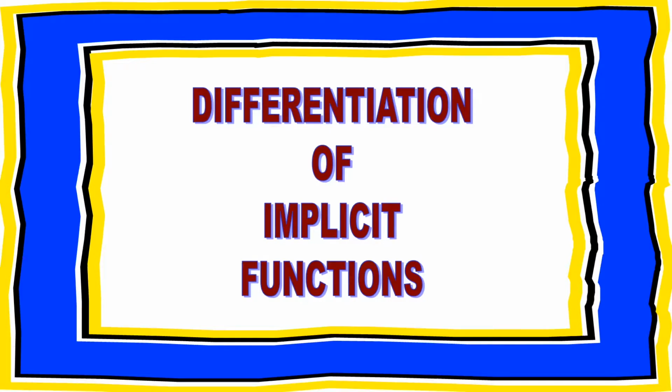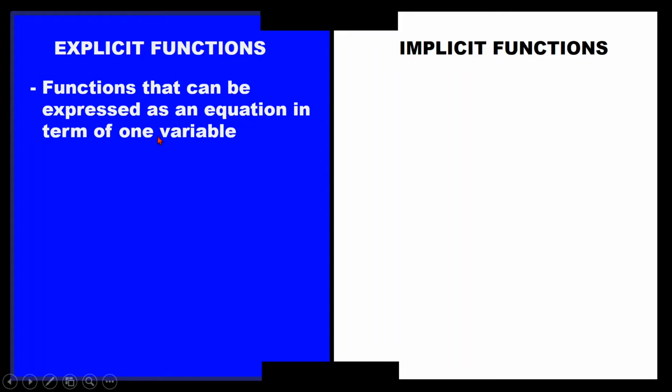Today we are going to talk about differentiation of implicit functions. There are two types of functions here. The first one, the explicit functions, which are functions that can be expressed as an equation in terms of one variable. We have been using that many times.